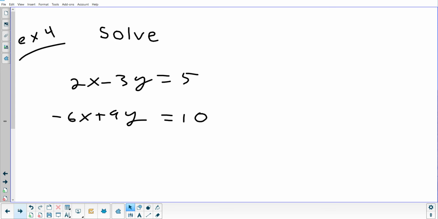Okay, so let's do elimination because I think that's the easiest way to get rid of a variable. What coefficients do we want to make opposites? X's. Okay, what's the least common multiple of 2 and 6? 6. Since the bottom one already has a 6, you don't have to do anything to it. I'm just going to copy it over. You don't have to do this. I'm just doing it over here so I have room to do my work.